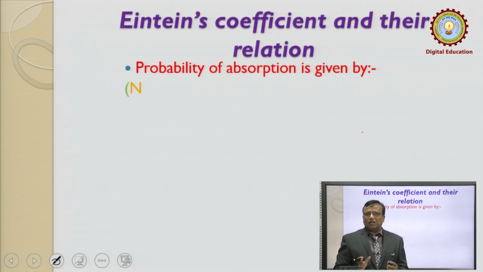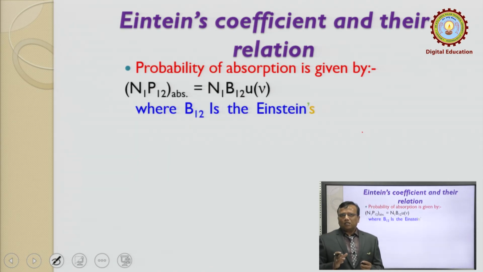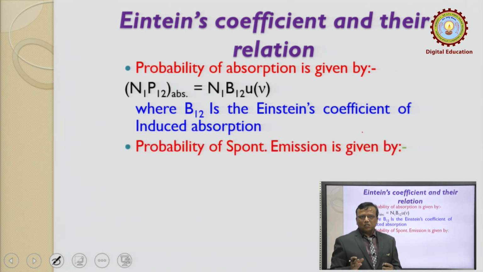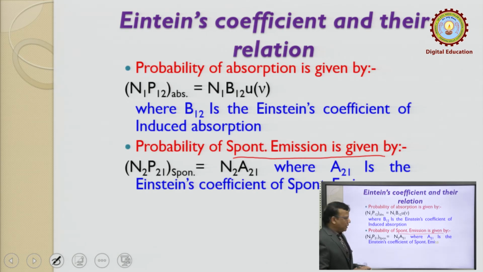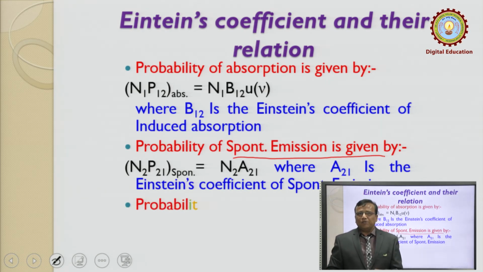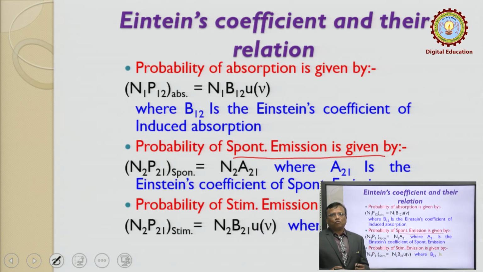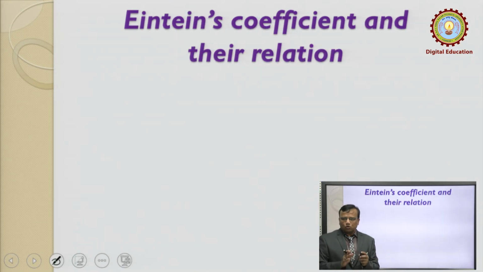As we have seen earlier, the very first process was induced absorption, in which we got the Einstein coefficient of induced absorption, that was B12. The second process we have learned about is the probability of spontaneous emission, P21 of spontaneous emission is equal to N2 A21, where A21 is the Einstein coefficient of spontaneous emission, and the third one is the probability of stimulated emission, in which we get the Einstein coefficient of stimulated emission. Now, we will have to find out the relation between these coefficients.